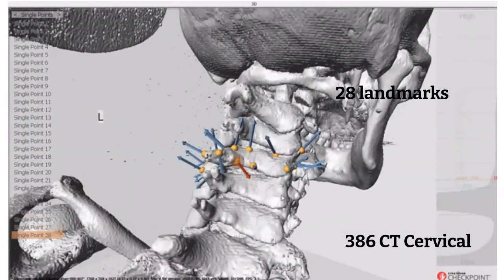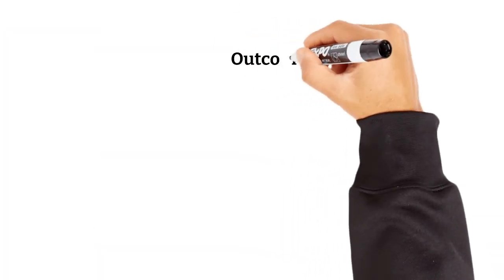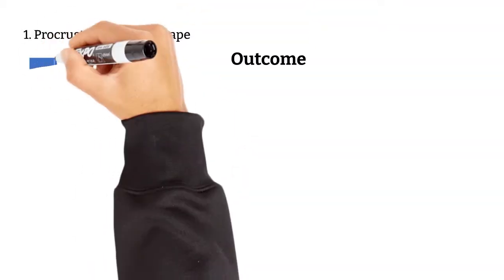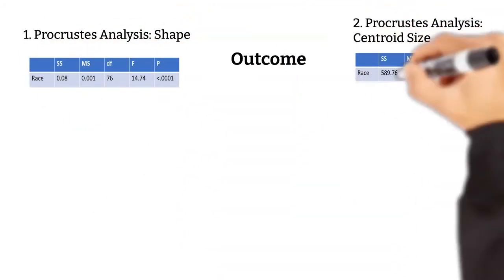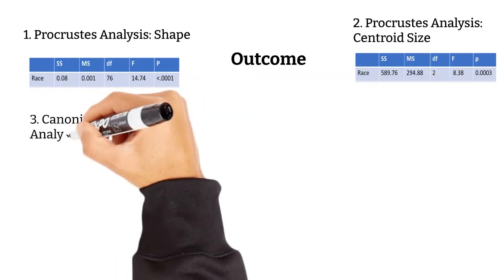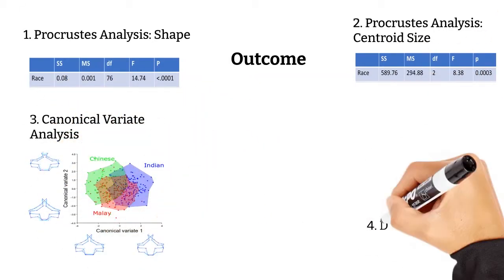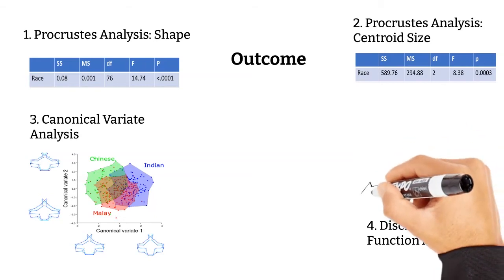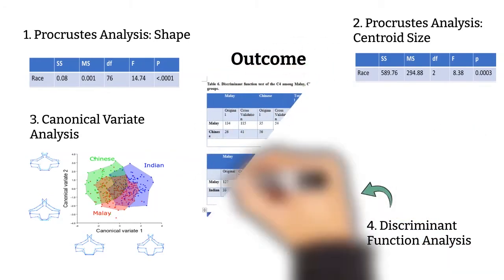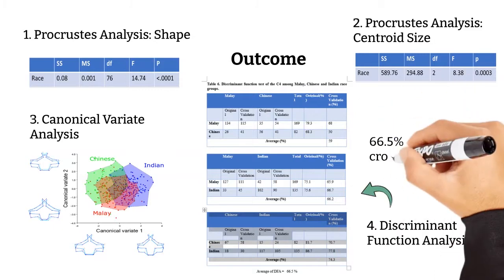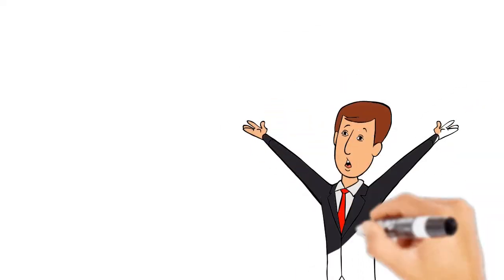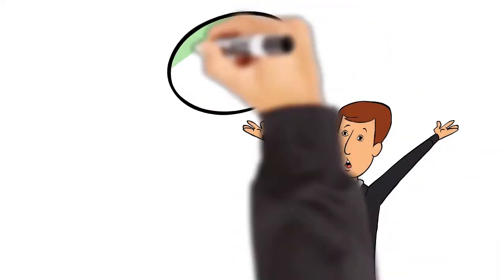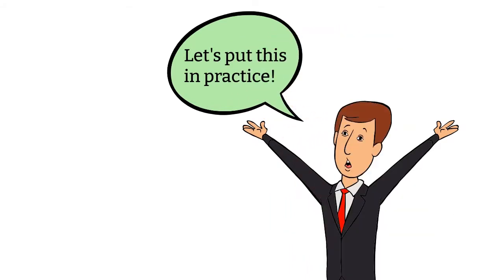Now for the results, Procrustes MANOVA showed significant differences in the shape and centroid size of the C4 vertebra between races. CVA also showed significant differences for Mahalanobis and Procrustes distances among races. Besides that, a cross-validation value of 66.5% was demonstrated by DFA. This means that we now have a high chance of estimating a person's ethnicity just by using cervical bone data.